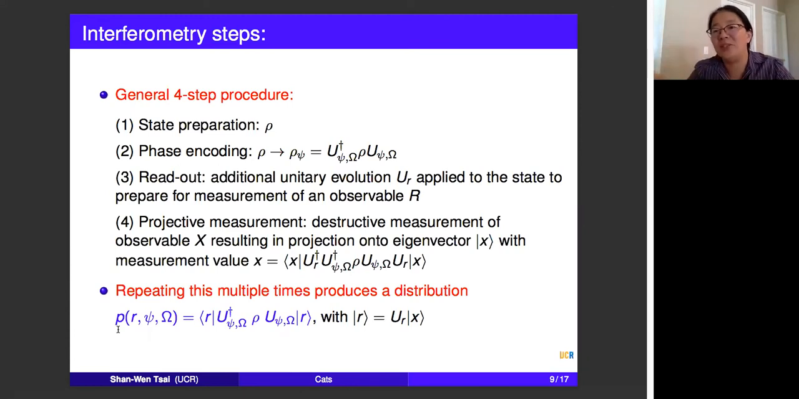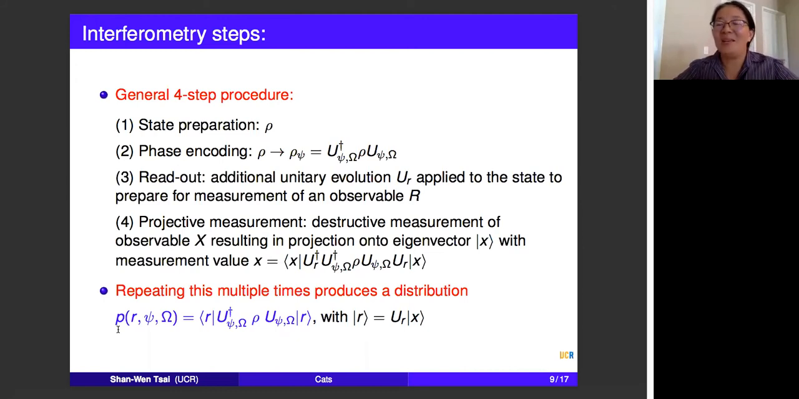And it would distinguish from the pure mixture that does not interfere. It will have, you know, uncertainties and all that, but will not have that component. So that does the interferometry steps.